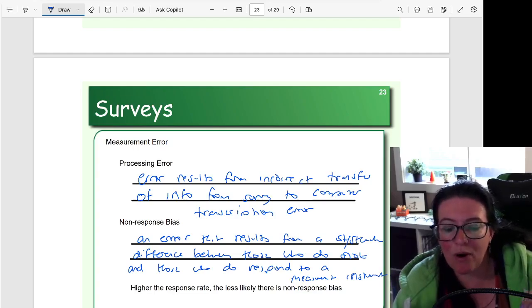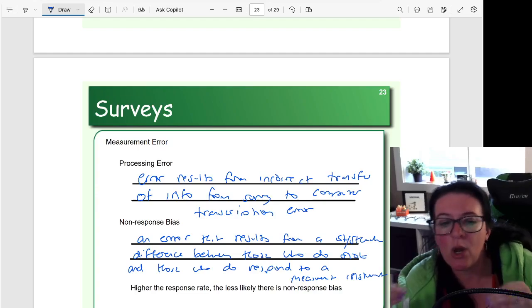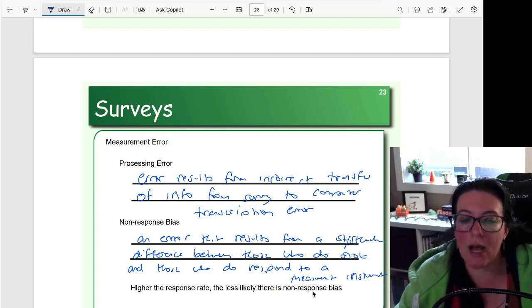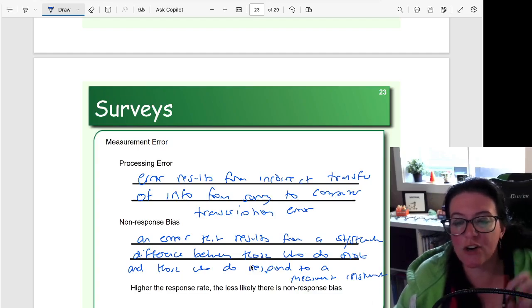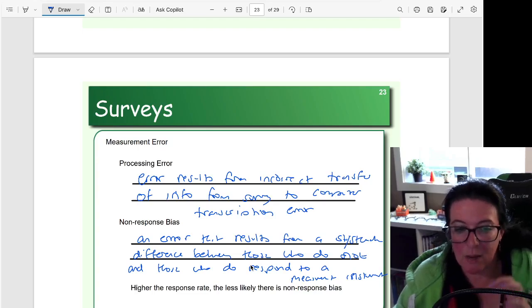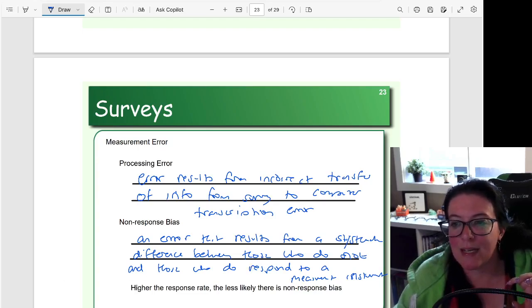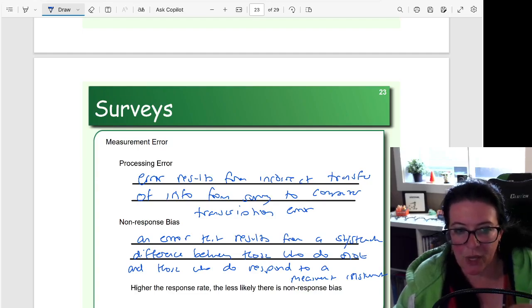We have a problem, though, if the group who does not respond, who skips a question, or who doesn't respond to the survey at all, all share some common characteristics. Because then the problem is that we are missing an important cohort of individuals. So we need to figure out how to get the greater group to respond.